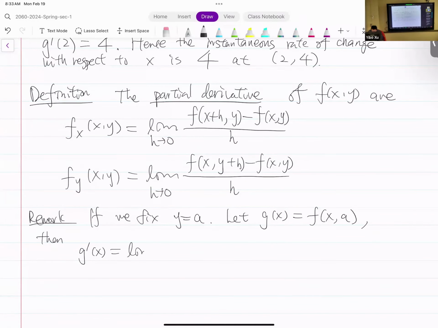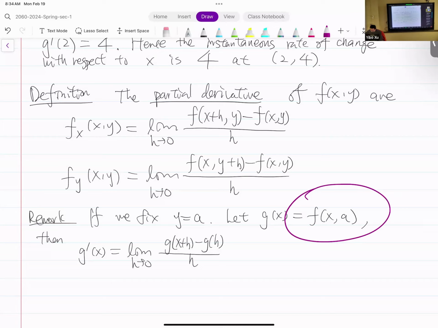is exactly, so think about g prime. g is a univariate function, so g prime is exactly the limit when the input is changed by h units, and then I'm going to do the change in output over the change in input. Right? So the limit of this fraction. So this is the definition of the univariate derivative. Right? But now we realize that g is exactly f of x a. Right?